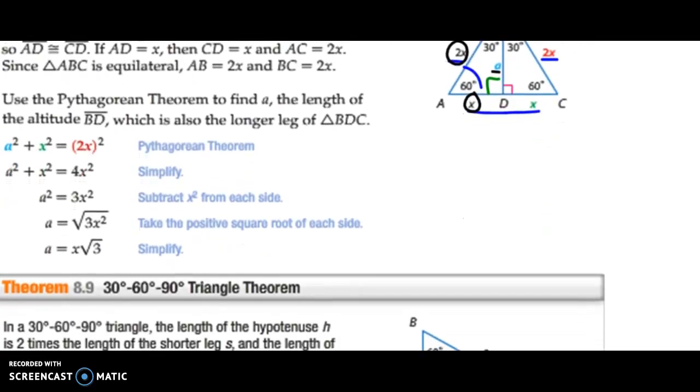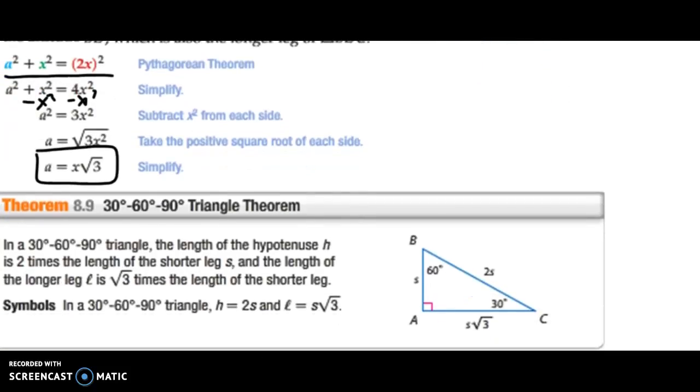We say a squared plus x squared is equal to 2x squared. So 2x, that quantity squared, is 4x squared. We subtract x squared from both sides. And so if you have 4x squareds and you take 1 away, you now have 3x squareds. So that a squared, that altitude, is equal to 3x squared. I square root both sides, and we find that the altitude is x times the square root of 3.